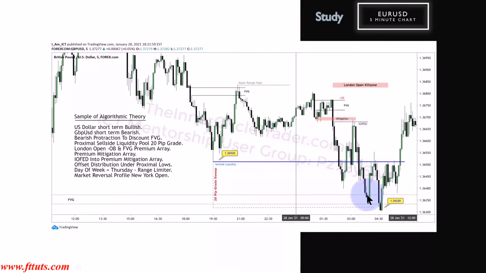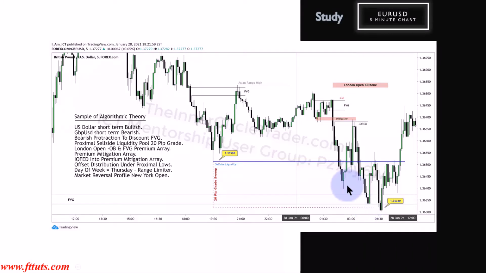Now, once we do this, we have offset distribution under proximal lows. Now, proximal lows are from this low to high in the setup that sells off in London. Where are the proximal lows? Okay, or near-term lows. This low, then this low forms as it retraces, and then when the market trades down, what are we doing? We're looking for reasons to take partial profits.